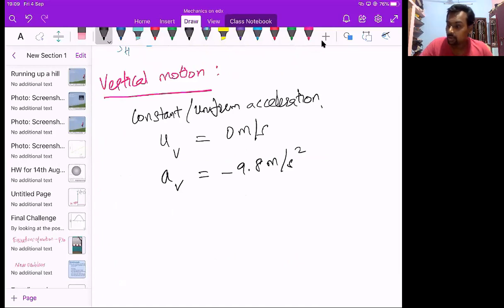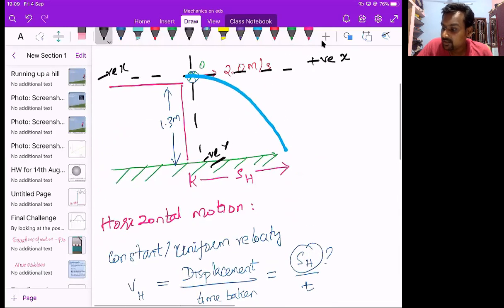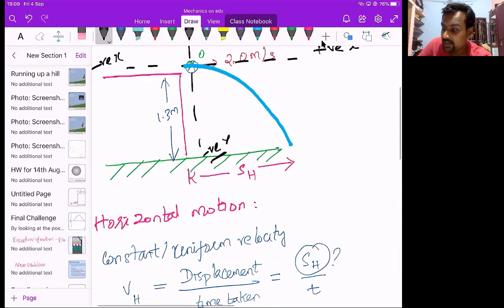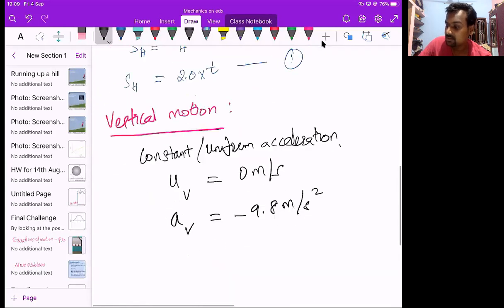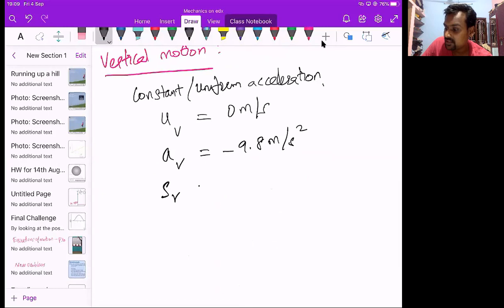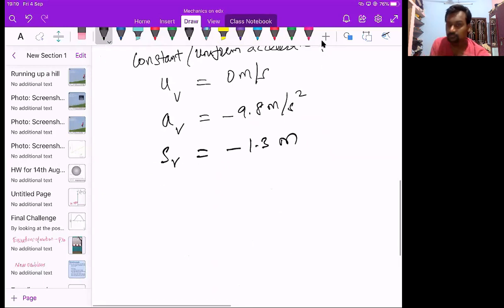How about the final position or displacement? See, when the ball is undergoing this vertical motion, it is displacing itself in the vertical direction. Please remember, I'm talking about the vertical motion now. So in the vertical direction, it's displacing itself by 1.3 meters, but in the negative direction, correct? So SV then becomes minus 1.3 meters. Again, S for displacement and V for vertical direction. Right? Now that I have 3 knowns, the fourth one will automatically be time.